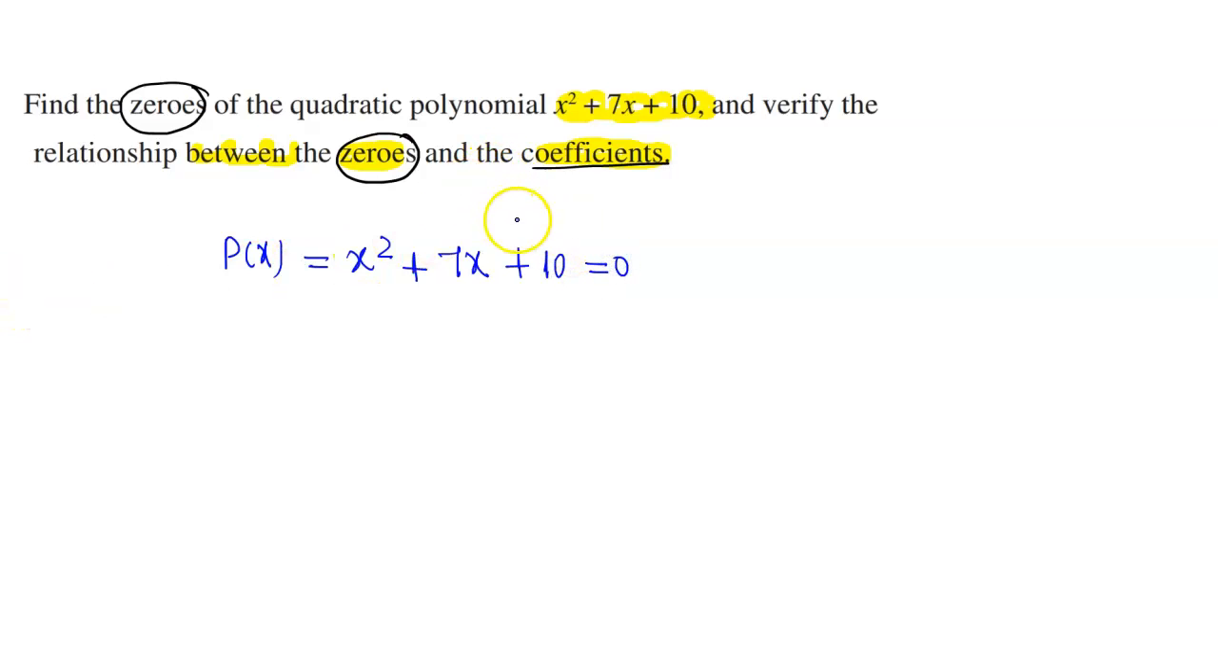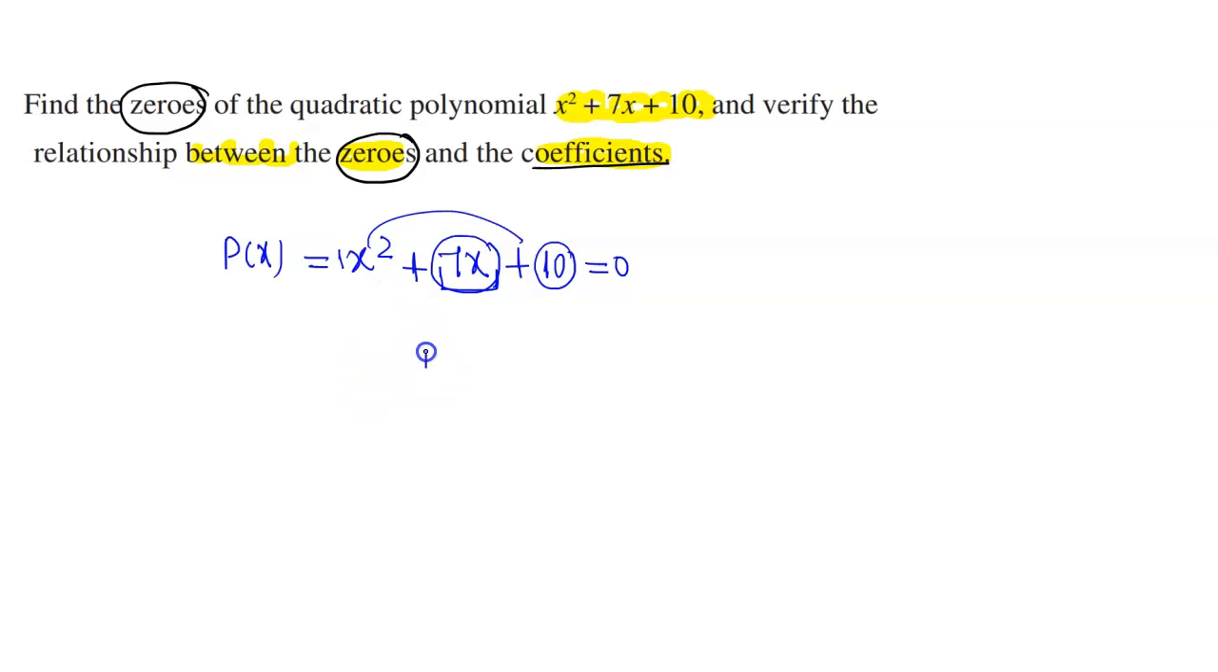First of all we have to find the zeros, so we can use middle term breaking to factorize this equation. This is the middle term. The sum is 7 and the product is 10x square. 10x square means this is 10 into this.